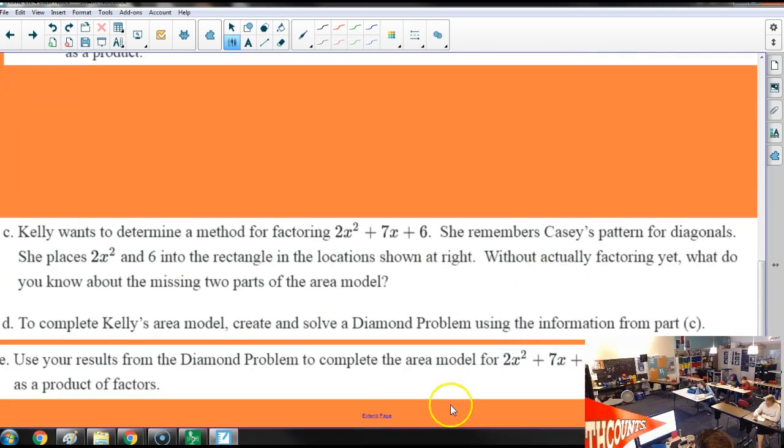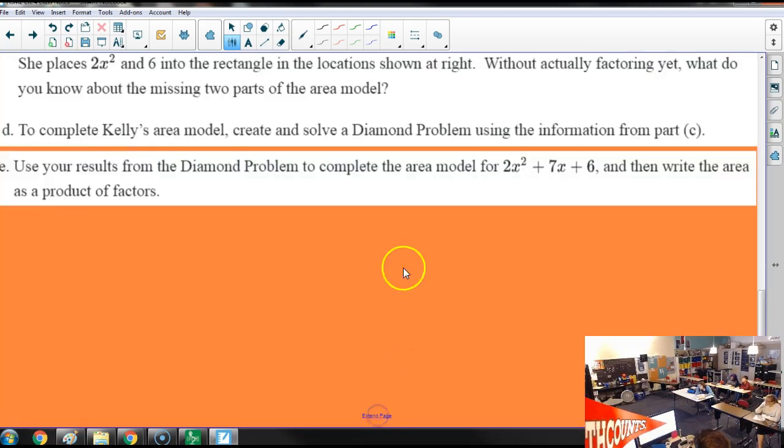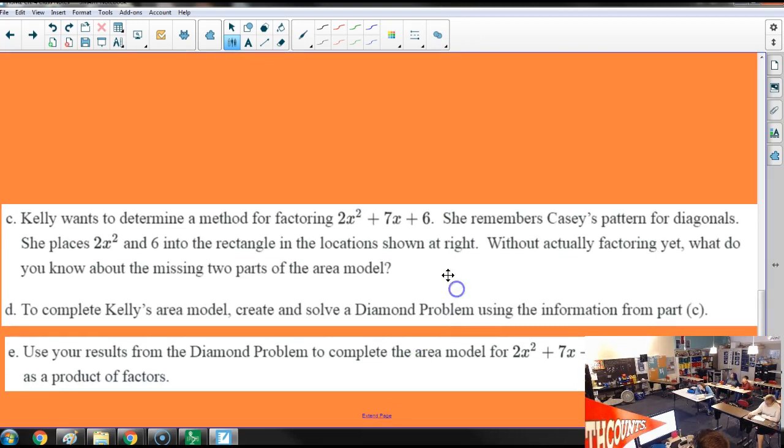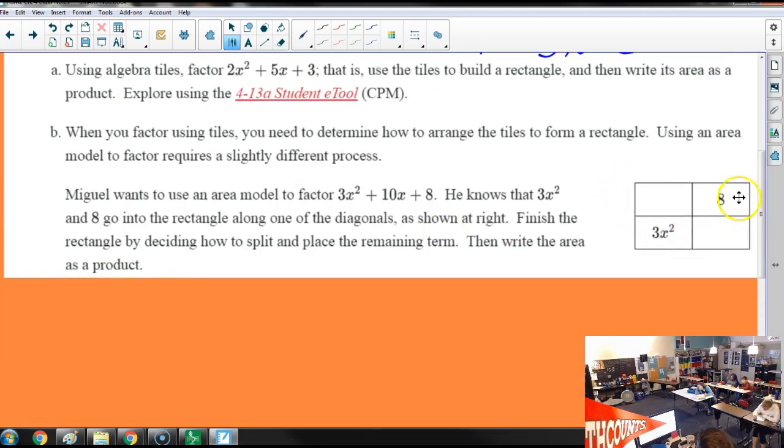Are we basically doing what we did with the first one? Yes. But they went ahead and filled in the 3x squared and the 8 because we know that. The ax squared and the c always stay together. The b value is what gets split.